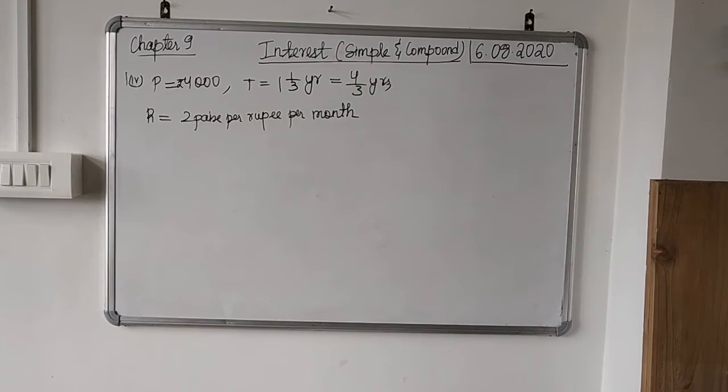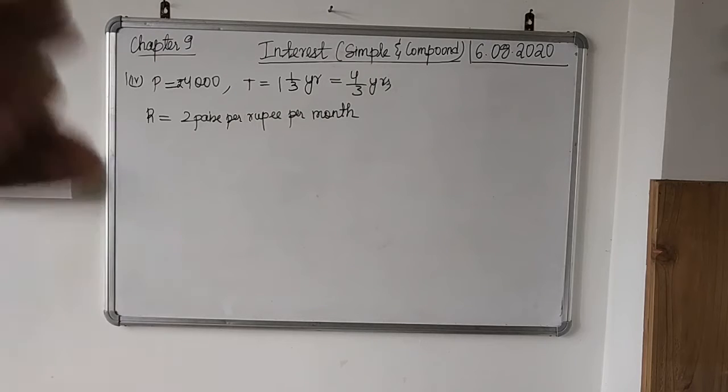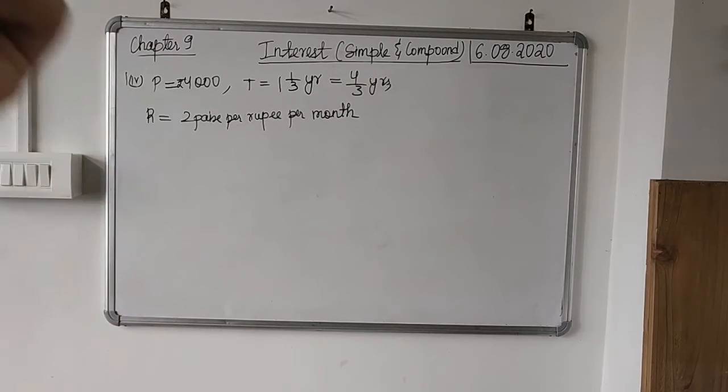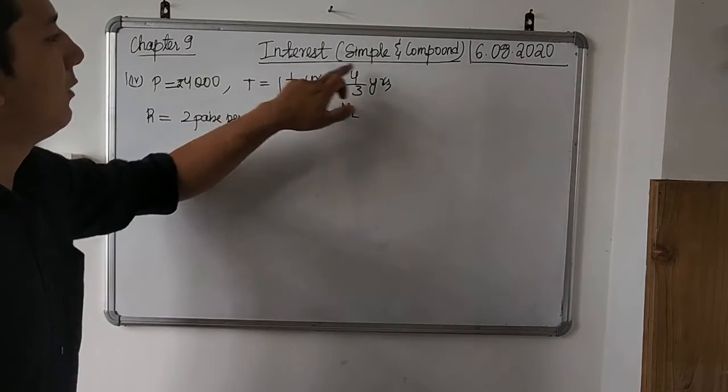Alright boys, let's start with question number 1 part 4 now. In 1 part 4, again we have to find the same thing, interest and amount, where principal is 4,000, straightforward. Time is 1 whole number 1 by 3 year means 4 by 3 year. Convert it into improper fraction. 3 ones are 3 plus 1, 4 by 3 years.